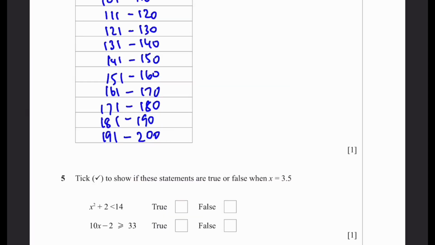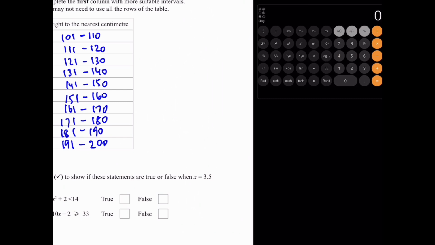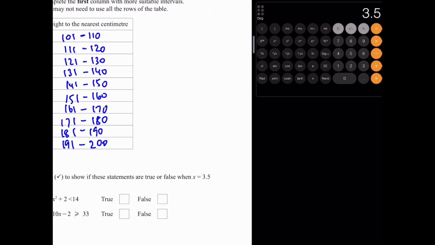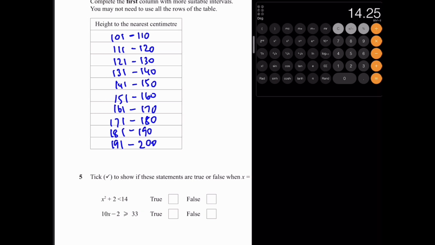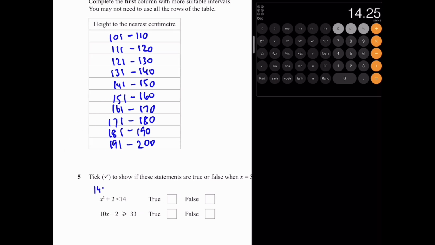Question 5. Work out if these statements are true or false when x equals 3.5. 3.5 squared plus 2 is less than 14. So we'll do that. It is equal to 14.25. It's greater than 14, so this is false.